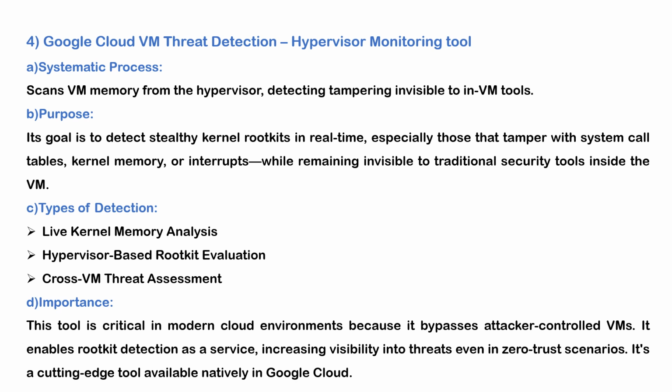Because it works from the hypervisor level, even if the rootkit has compromised the OS kernel, it cannot hide from the detection system. It is also non-intrusive and runs continuously in the background. This tool is only available in Google Cloud, but it represents the future of cloud security, where threat detection happens at infrastructure level, not just inside the VM. It is effective for catching stealthy and advanced persistent threats before they can do serious damage.